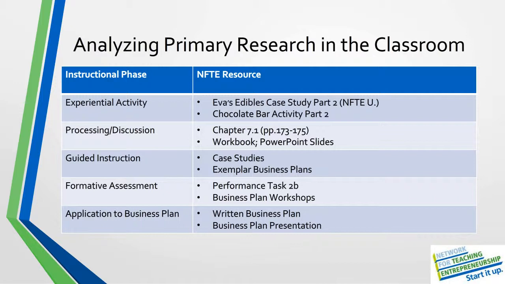Step 3 is guided instruction. In addition to using Ava's Edibles case study, you can use real-life businesses and show student examples as exemplars for your students. To more formally assess learning, you can use Performance Task 2B and reteach where necessary. You can use the class and have students peer reteach as needed as well. Finally, the ultimate connector and demonstration of learning is the student's individual business plan. This shows their mastery and understanding to apply the concepts that they learn.